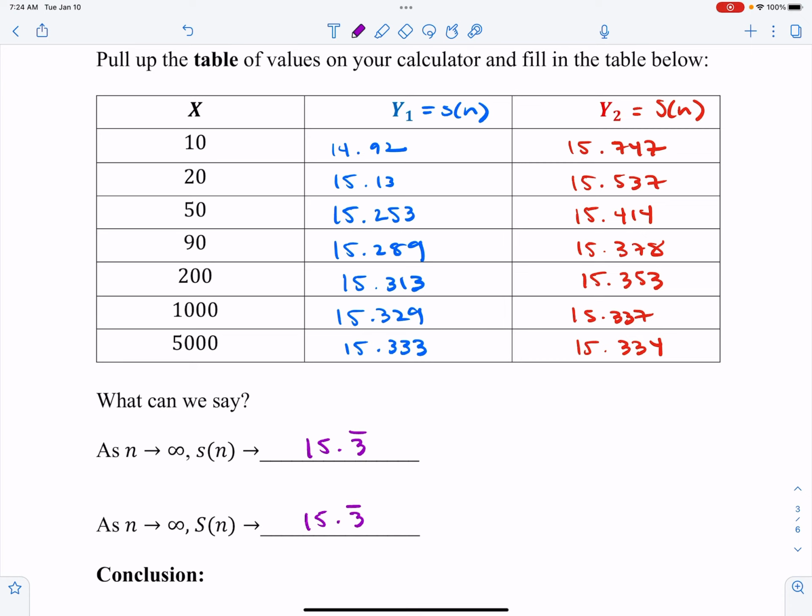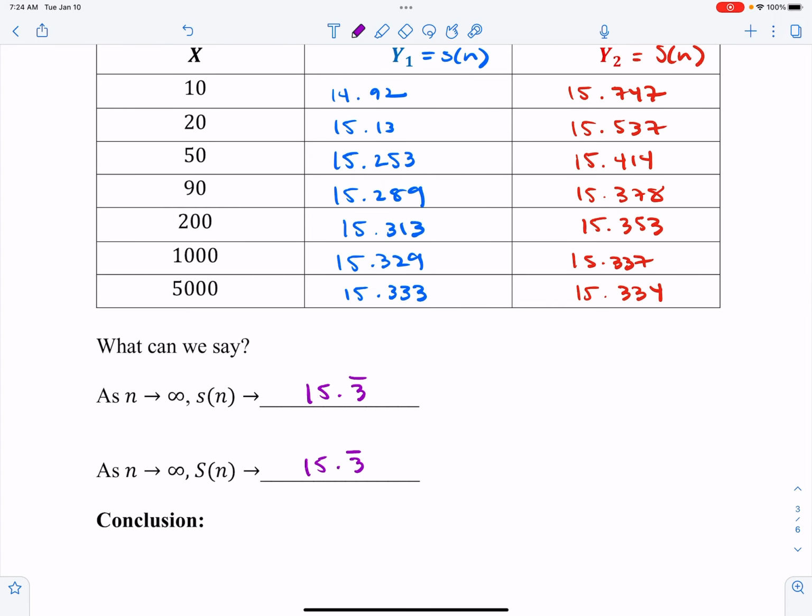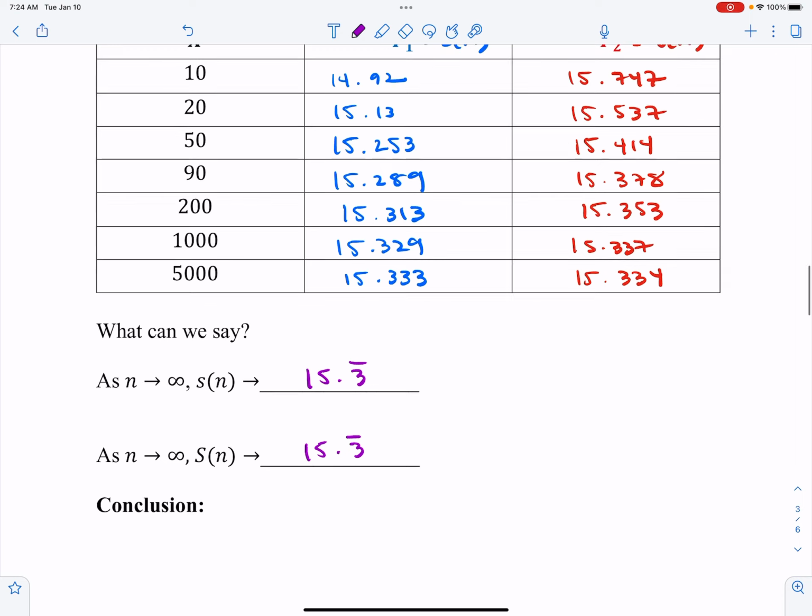And we get to, oh, if I keep going, so if I put in like 100,000, then they were both reading on this table 15.333. So it seems like as n is approaching infinity, the lower sum and the upper sum are both approaching 15.3 repeating. Well, so what does this mean?